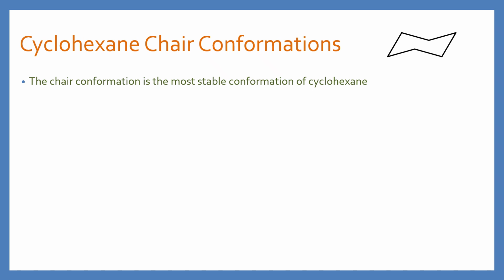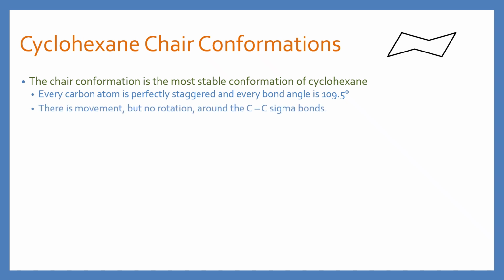The chair conformation is the most stable conformation of cyclohexane. Every carbon atom is perfectly staggered and every bond angle is 109.5 degrees. There is movement but no rotation around the carbon-carbon sigma bonds. This is true for all cycloalkanes.